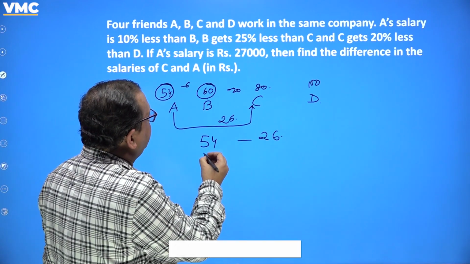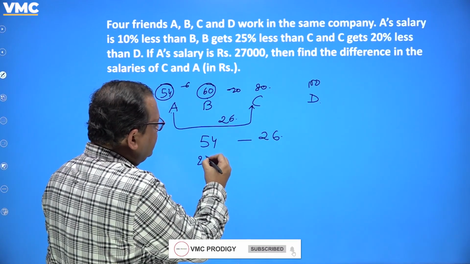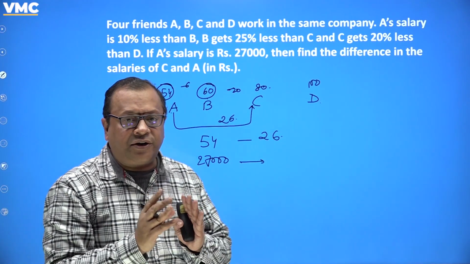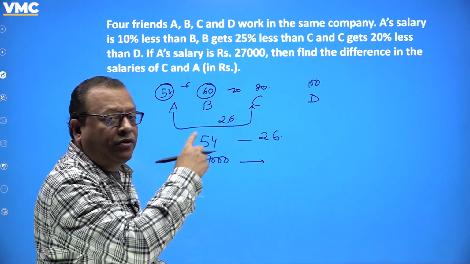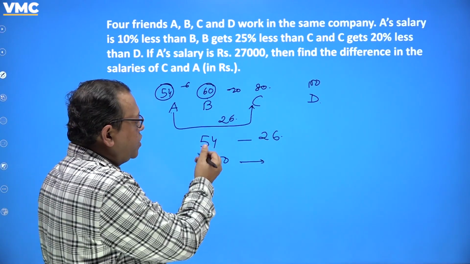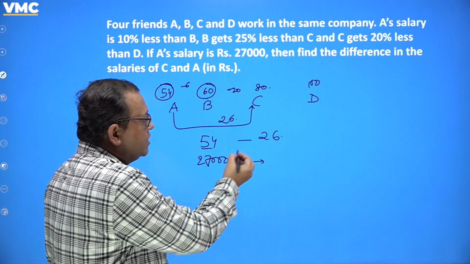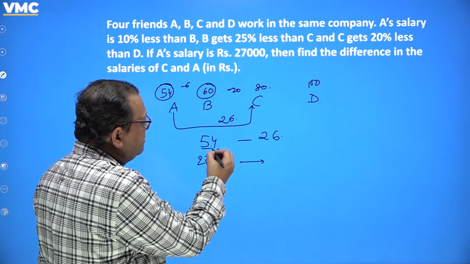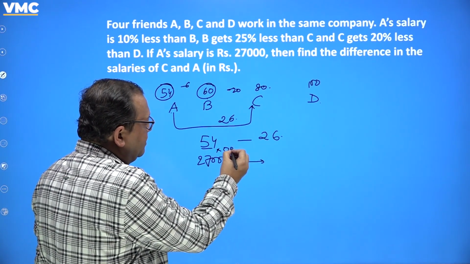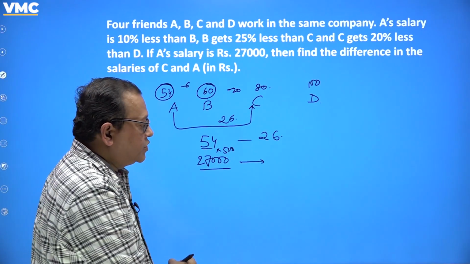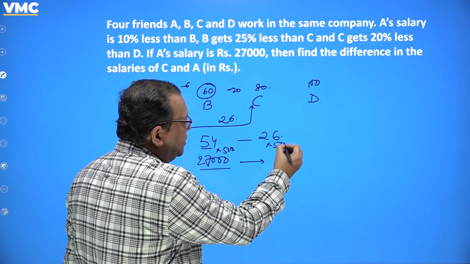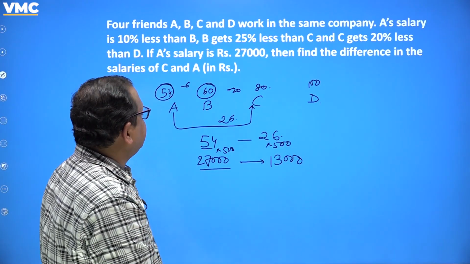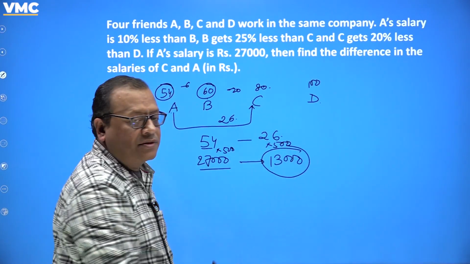So when the salary of A is 27,000, what is the difference in A and C salary? I am coming straight to the point. I don't have to meander around and around. So if A's salary is 54, the difference is 26. Here it is 27,000. How much is 27,000? You multiply it by 500 and you get 27,000. So here also you have to multiply it by 500. What is the value here? It is 13,000. So the difference between A and C salary is 13,000 rupees.